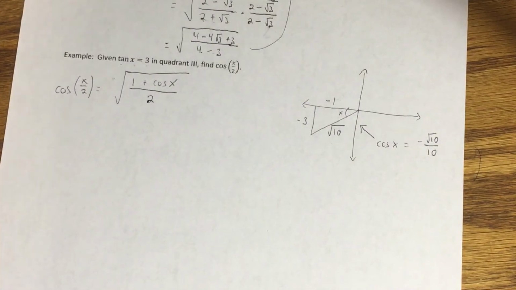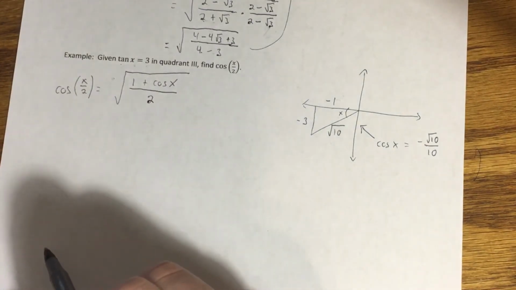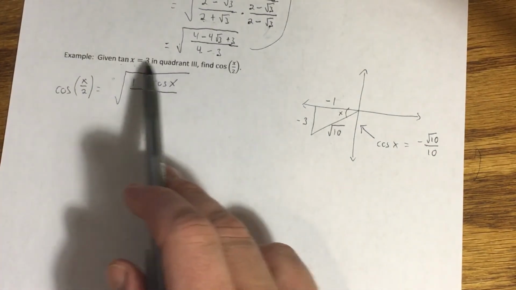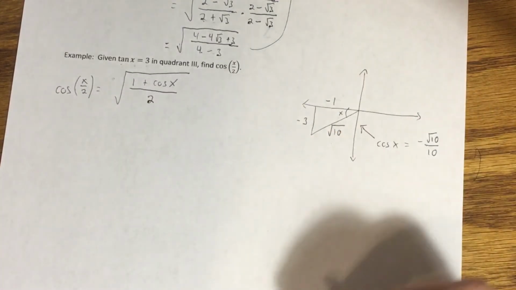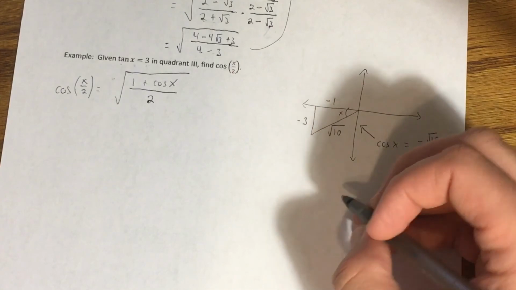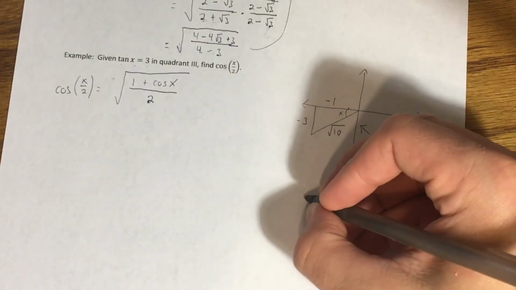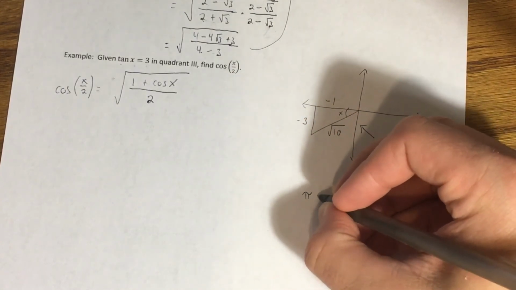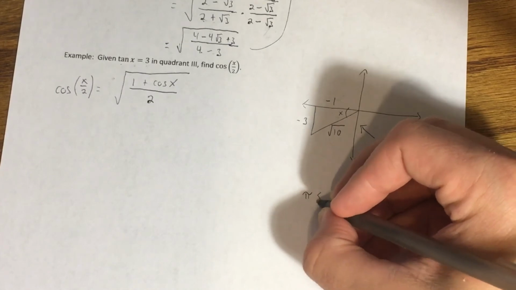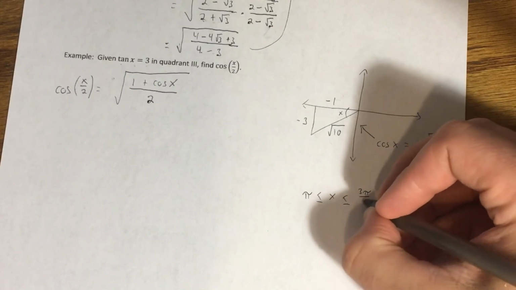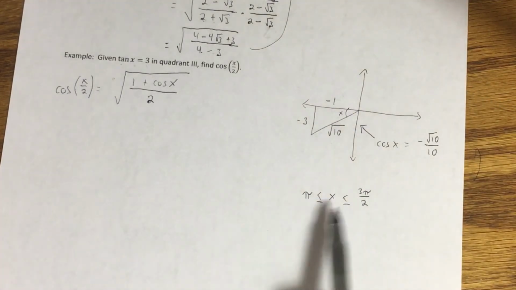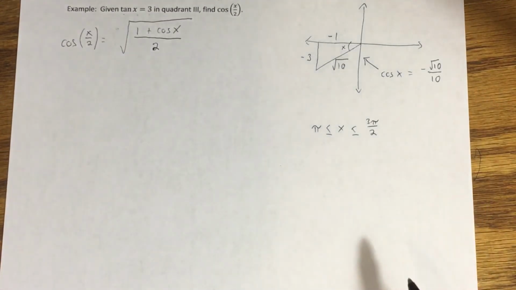But then the next thing I'm supposed to determine is whether or not this is supposed to be positive. So what I'm going to do is take what we're given, tangent of x equals 3, and we're in quadrant 3. And I'm going to set up an inequality for x. If x is in quadrant 3, then that means x is greater than or equal to pi, but less than or equal to 3 pi over 2. That's like the boundary for the third quadrant, right?